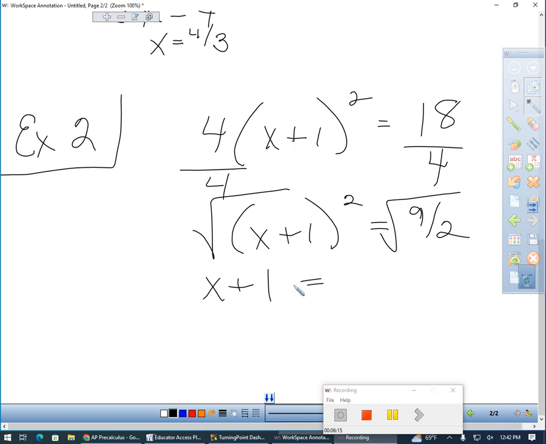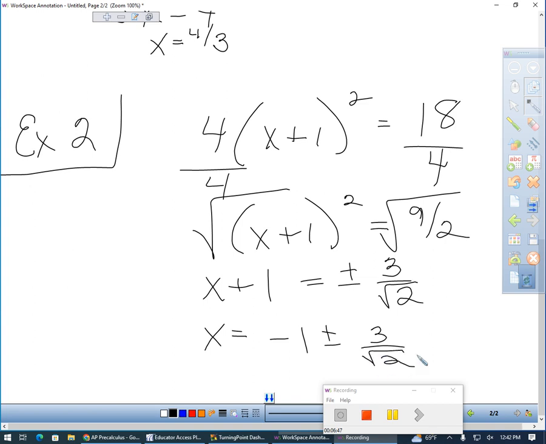There you go. So one of the things I want to point out for those of you in the back that are talking, if I'm square rooting a variable, I have plus and minus 3 over the square root of 2. Plus and minus. Now, if I'm going to get x by itself, I can just subtract 1 to the other side. So I have x equals negative 1 plus and minus 3 over the square root of 2.